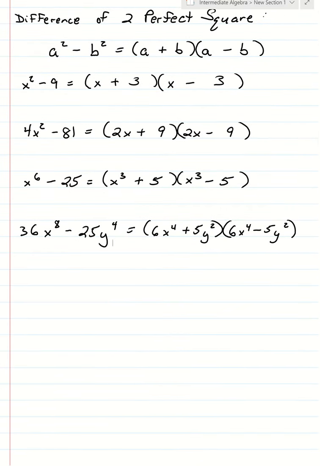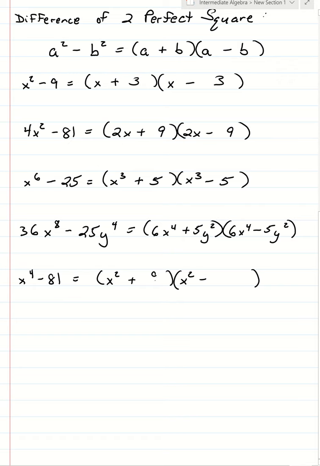Let's take a look at another one. X to the 4th minus 81. We want to factor this completely. Well, it is the difference of two perfect squares. So I'm going to set up my parentheses. Factors of x to the 4th, that, of course, would be x squared and x squared. I know one has to be plus, the other is minus. Factors of 81, 9 and 9.